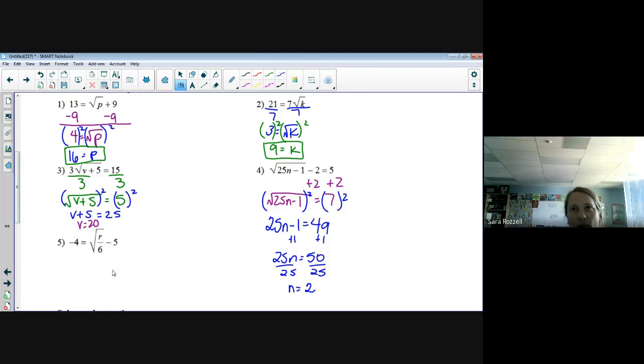All right. And our very last one, I just wanted to have one that had a dividing in it so you'd remember what to do. On number 5, how do you get rid of this minus 5 at the outside? What are we going to do? What operation? Good. So plus 5. Negative 4 plus 5 is 1.